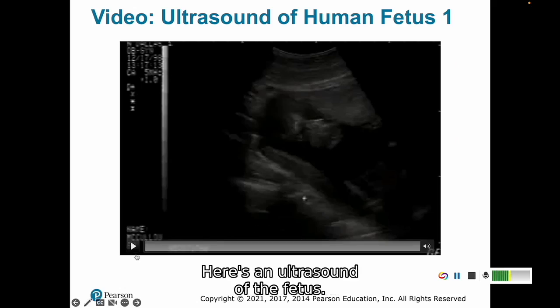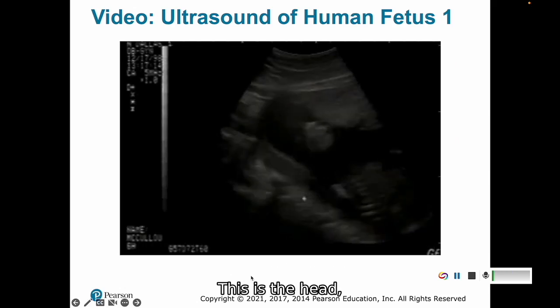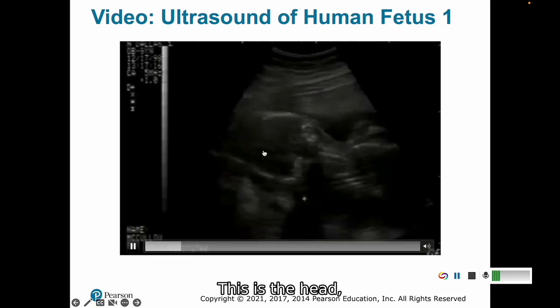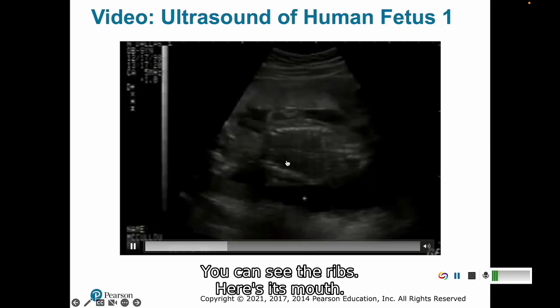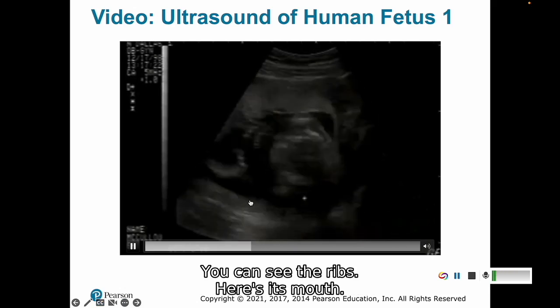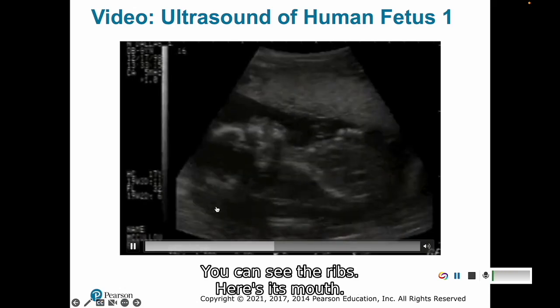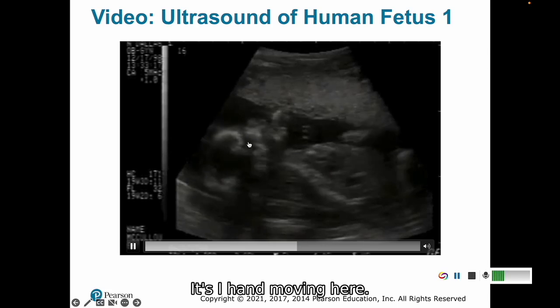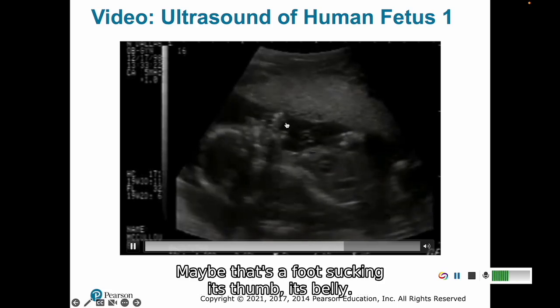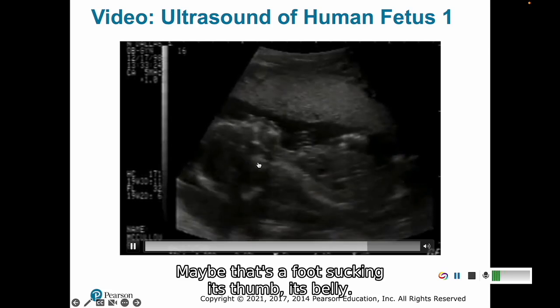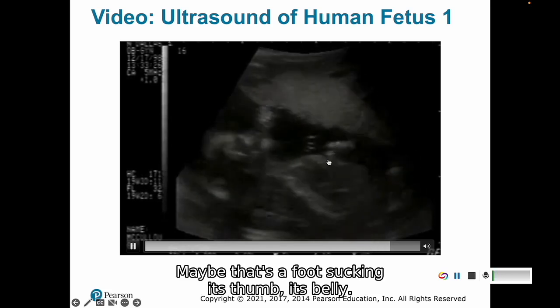Here's an ultrasound of the fetus. So this is the head. This is the spine right there. A shoulder. You can see the ribs. Oh, here's its mouth, its nose, its eye. Hand moving here. Maybe that's a foot. It's sucking its thumb. Its belly.